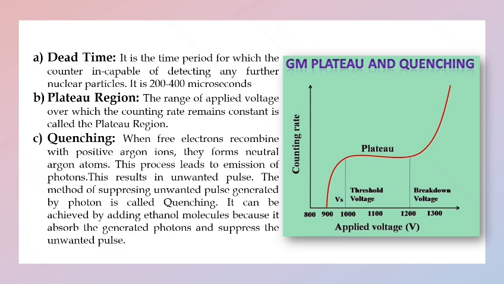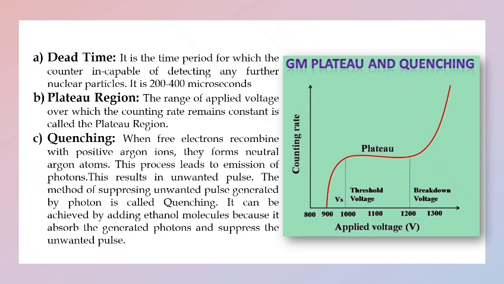Quenching process. When free electrons recombine with positive argon ions, they form neutral argon atoms. This process leads to the emission of photons. This results in unwanted pulse. So, the method of suppressing unwanted pulse generated by these photons is called quenching. Quenching can be achieved by adding ethanol. Ethanol molecules absorb the generated photons and suppress the unwanted pulse.